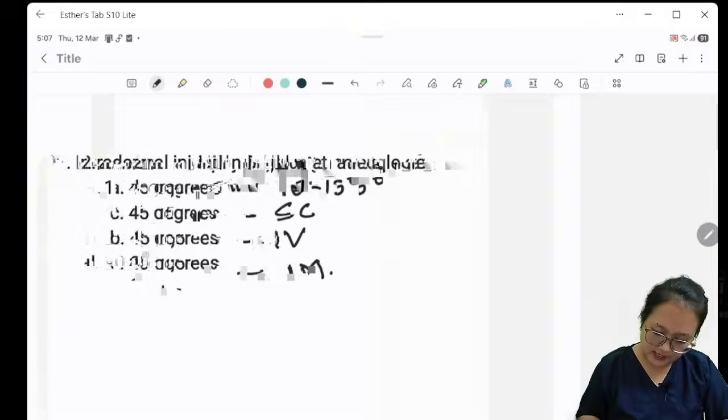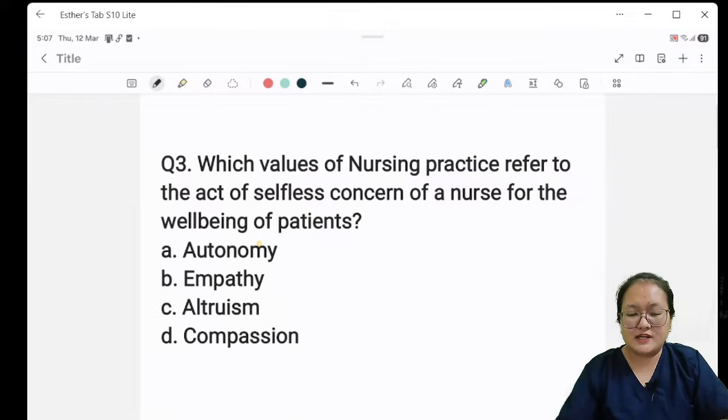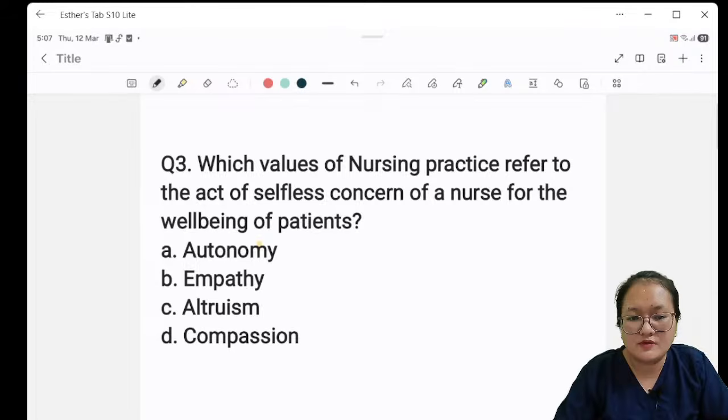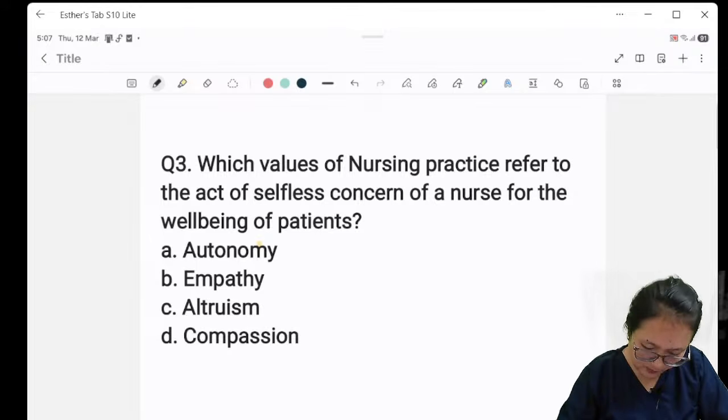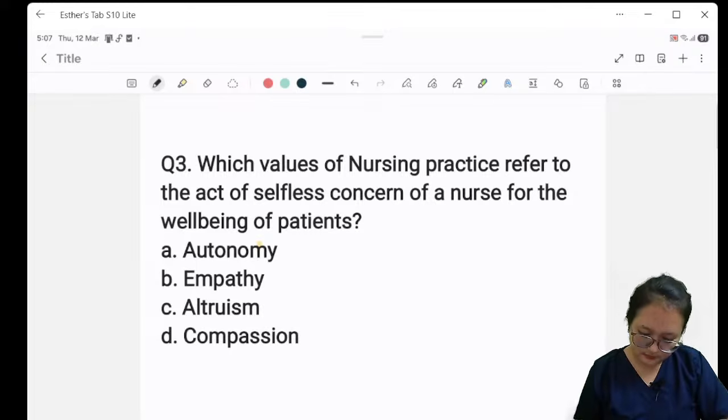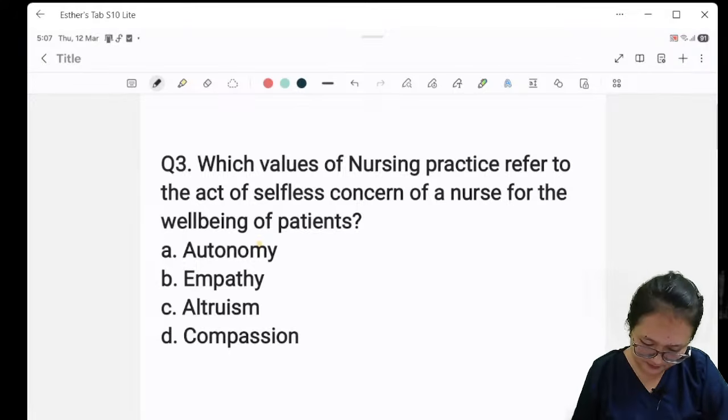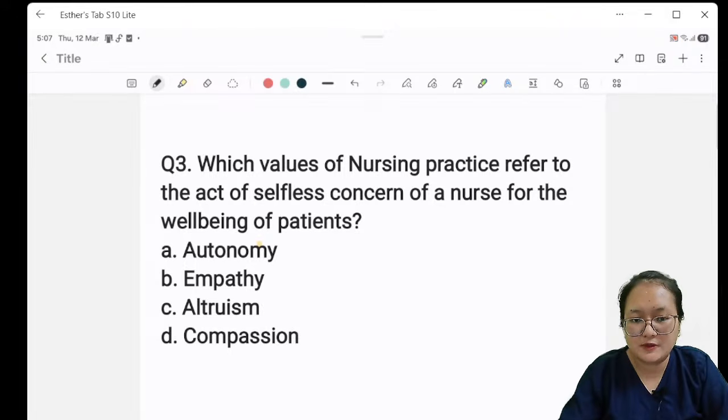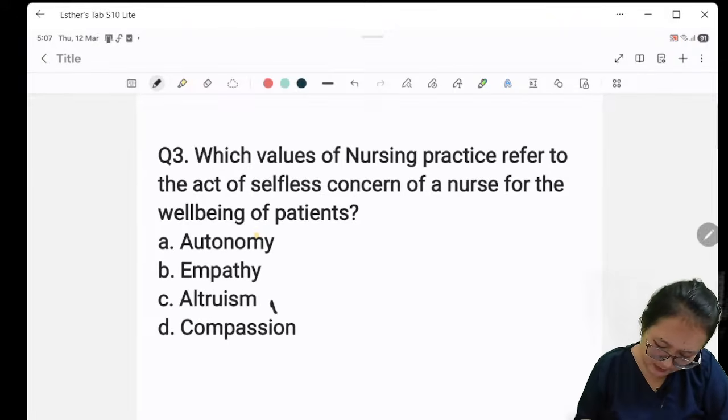Okay. Next we have: which value of nursing practice refers to the act of selfless concern of a nurse for the well-being of a patient without getting a reward? First, we have A, autonomy. B, empathy. C, altruism. D, compassion. So which one will be the answer here? The answer is altruism. So this is the right answer.